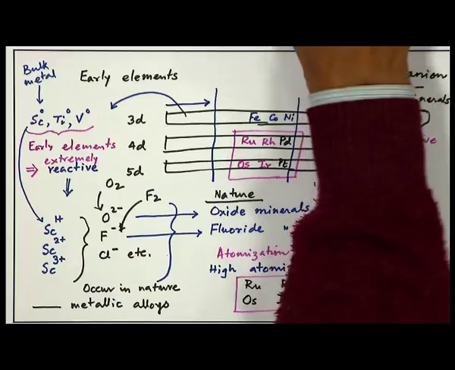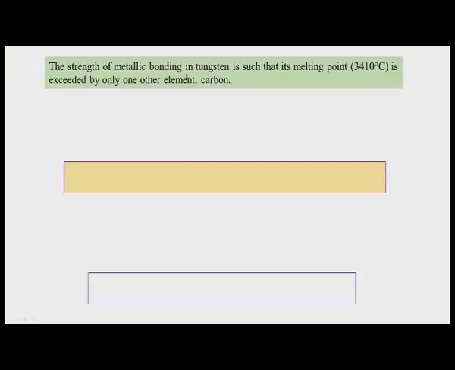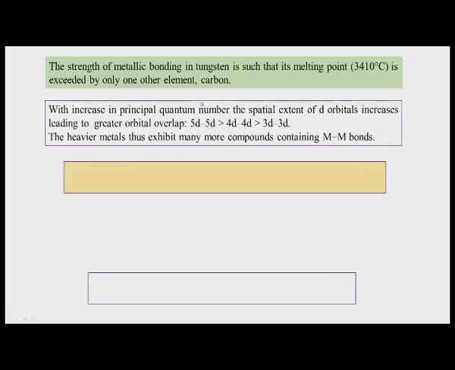So, just as we have seen the metallic bonding, we already told you about the metallic bonding in tungsten. So, when the tungsten is there, that is the highest possible melting point for a metallic species, which can be exceeded only by the other species which is carbon. And with increase in principal quantum numbers, the spatial extent of the d orbitals increases. That means, the size of these d orbitals in space is increasing.